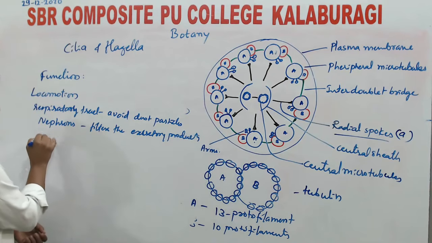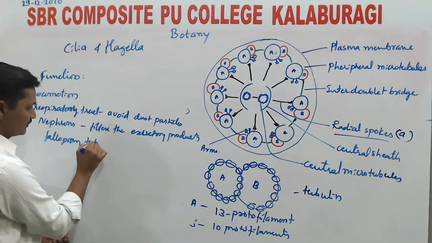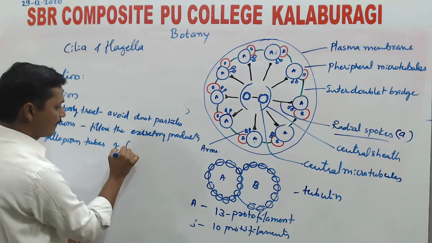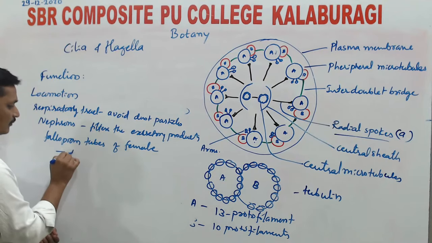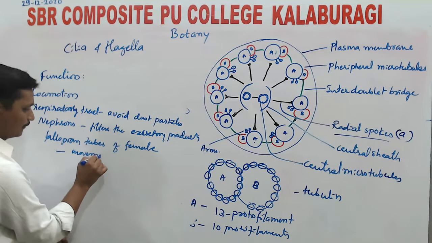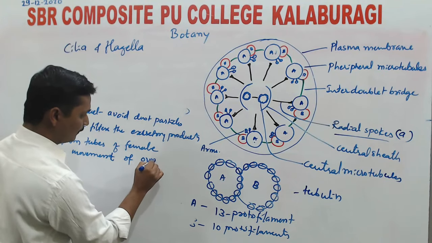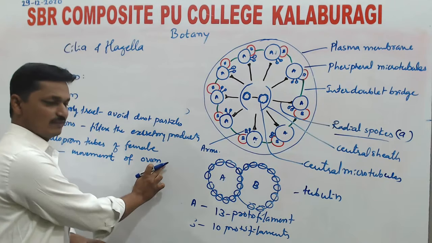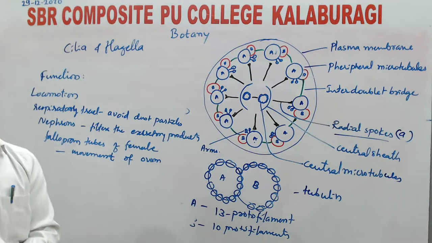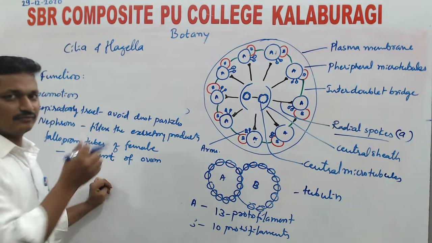In the fallopian tubes of the female, these cilia help in the movement of the ovum during fertilization. Movement of the egg, or female gamete, or ovum during fertilization. So there are various functions of the cilia as well as flagella.